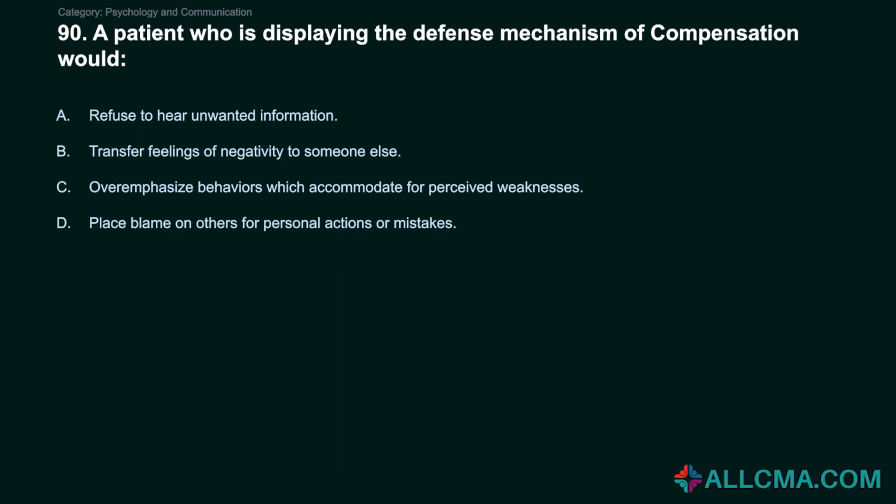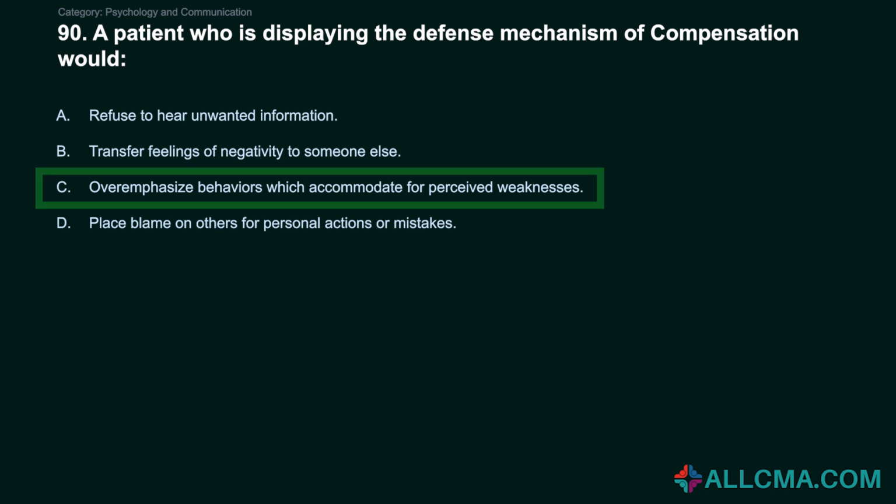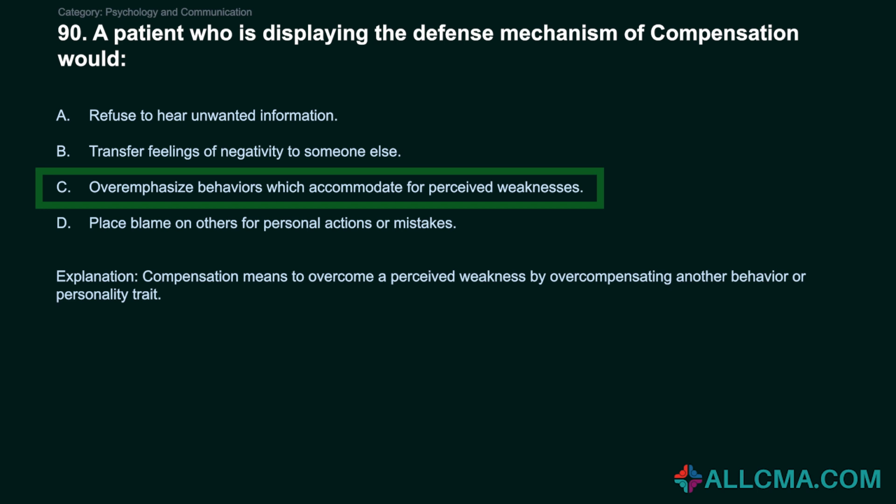90. A patient who is displaying the defense mechanism of compensation would A. Refuse to hear unwanted information. B. Transfer feelings of negativity to someone else. C. Overemphasize behaviors which accommodate for perceived weaknesses. D. Place blame on others for personal actions or mistakes. Correct answer: C. Overemphasize behaviors which accommodate for perceived weaknesses. Compensation means to overcome a perceived weakness by overcompensating another behavior or personality trait.